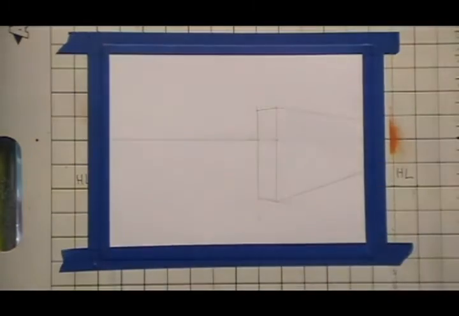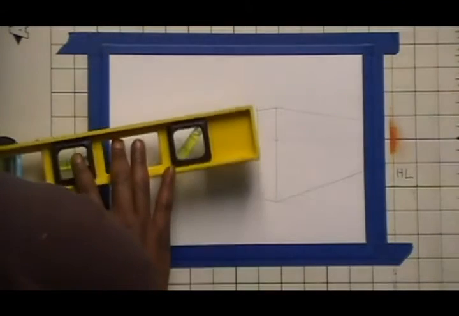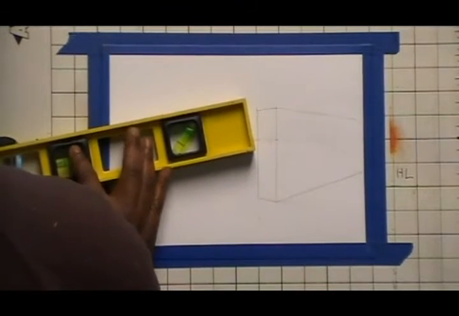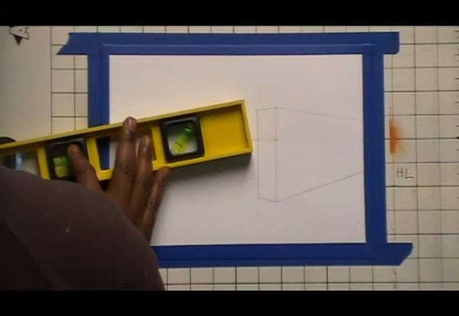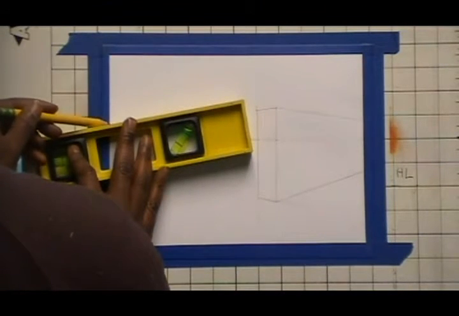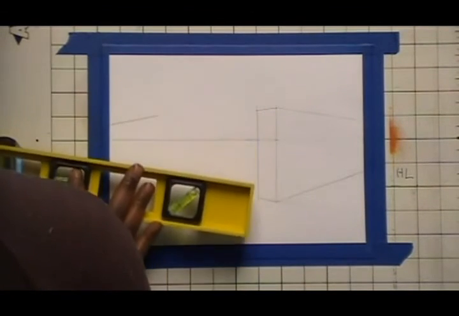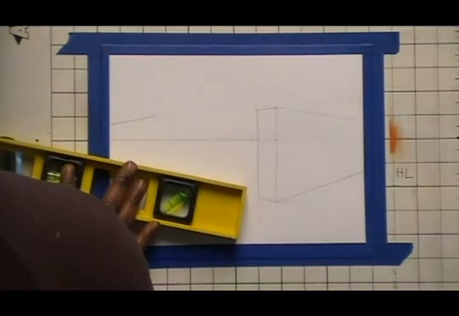Alright, but this is what I'm going to do. I'm going to cross over here on the other side. We're going to do the same exact thing. Alright, but I'm going to make this wall a little further away and a little smaller. About right here. I'm going to do the same thing down below.